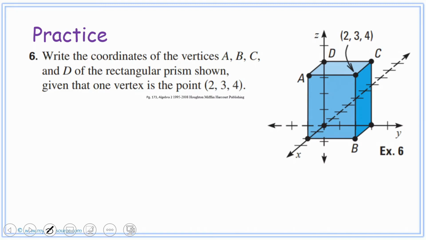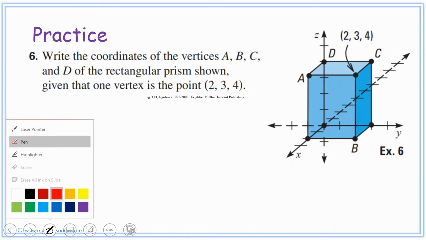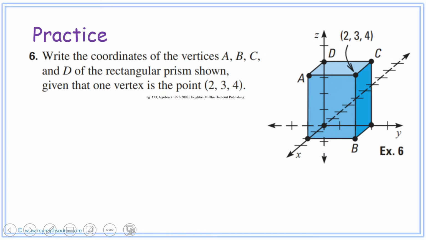And it says, write the coordinates of the vertices A, B, C, and D of the rectangular prism shown, given that one vertex is the point (2, 3, 4). All right, so let's start off with A, and we want to see what the point A would be. I'll just write the values on the side. So we're going to find out what A is going to be, what B is, what C, and what the value of D is. All right, so this tests your ability to think three-dimensionally.